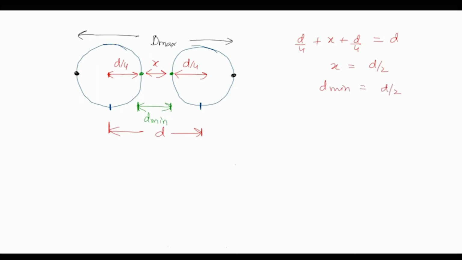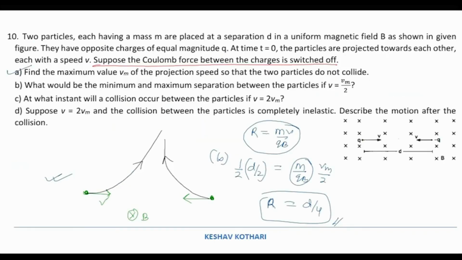And if I calculate the maximum separation, so we already know the center to center distance, which is equal to d. We only need to add these parameters, that is d by 4 on both sides. So we get the maximum distance as small d plus twice of d by 4. So from here we obtain the value equal to 3d by 2. So for this problem we have solved the B part as well.